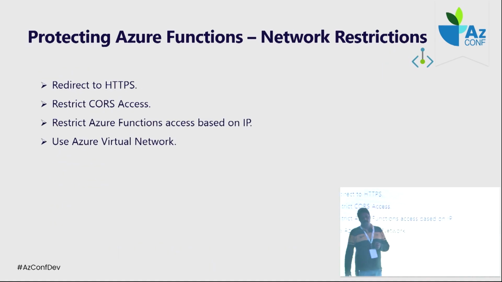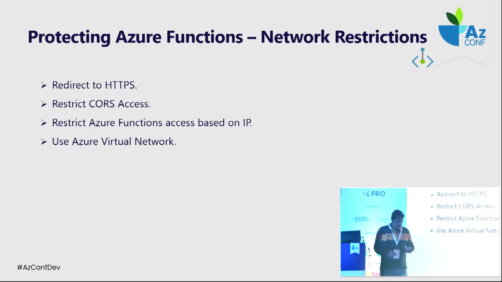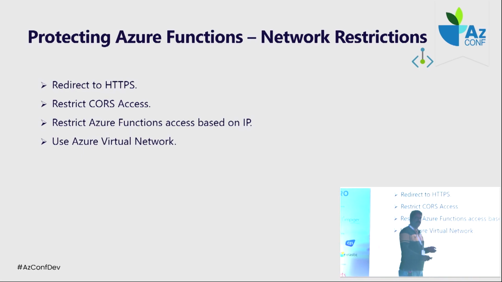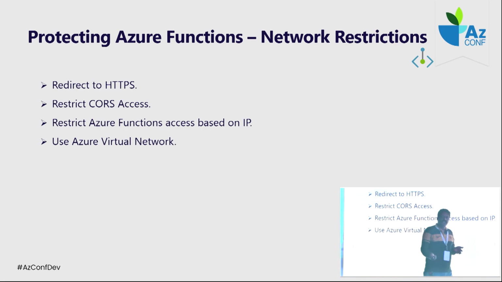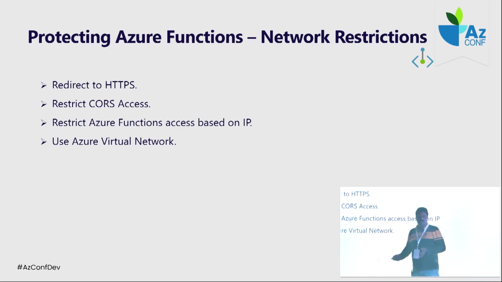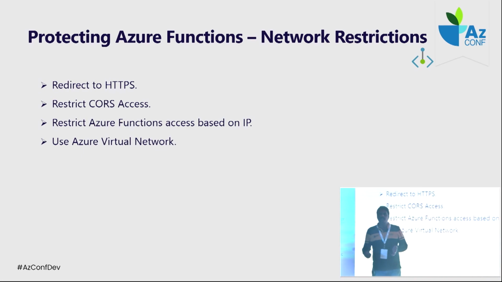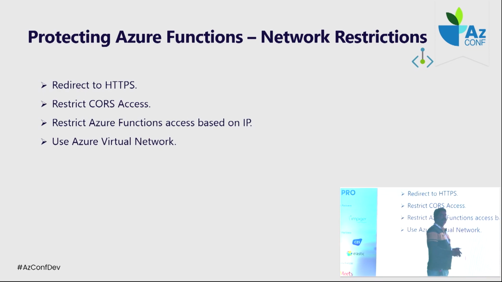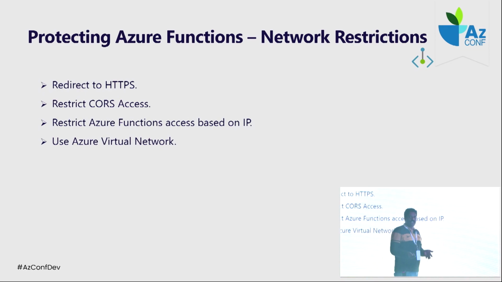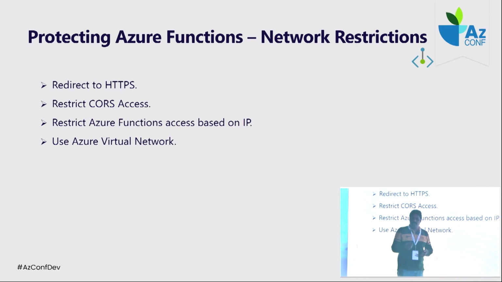Okay. So the next one is network restrictions. With network restrictions, when users request over the HTTP protocol, you can redirect them to HTTPS. You can also restrict CORS access. When you restrict CORS access, not all JavaScript applications can access your applications. You can control which domains are allowed to access your applications.